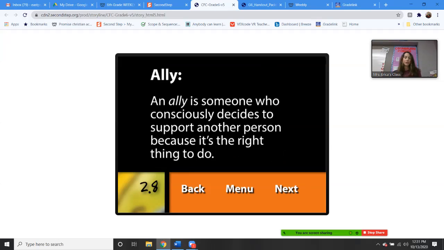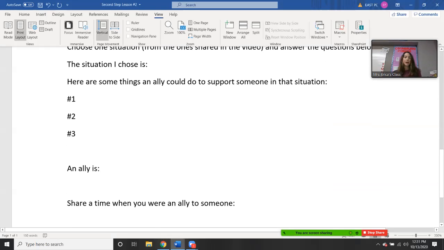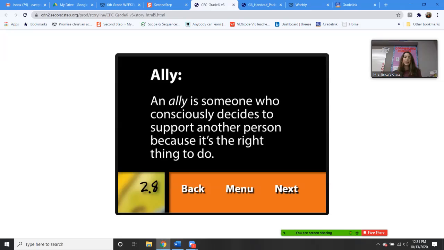And so this is also on your sheet. So you will have to type this in. An ally is someone who consciously decides to support another person because it's the right thing to do. So they may not always be a friend. Like, for example, maybe there's a new kid who comes in and you don't even know anything about them, but you see that maybe they're nervous or they're struggling or they don't know what to do. And you come in and you help them. You offer them help. You become an ally to them. You become somebody who supports them and helps to make their day better.